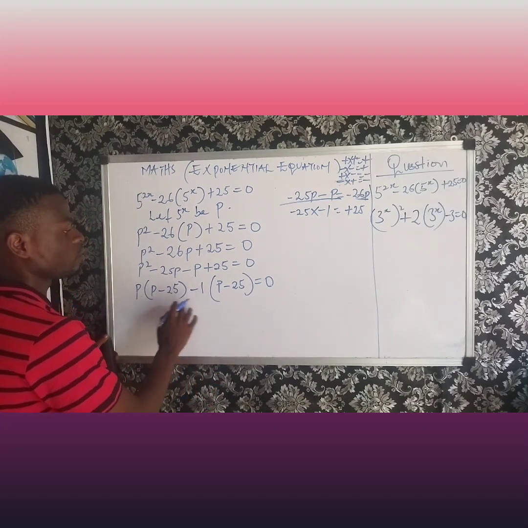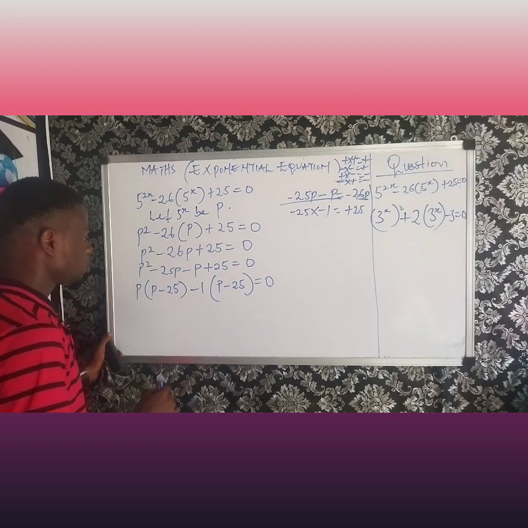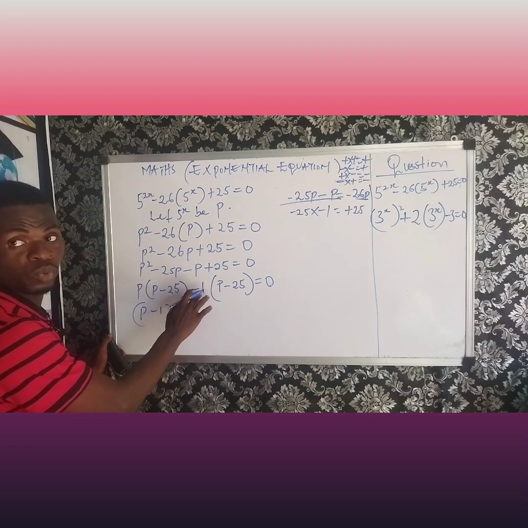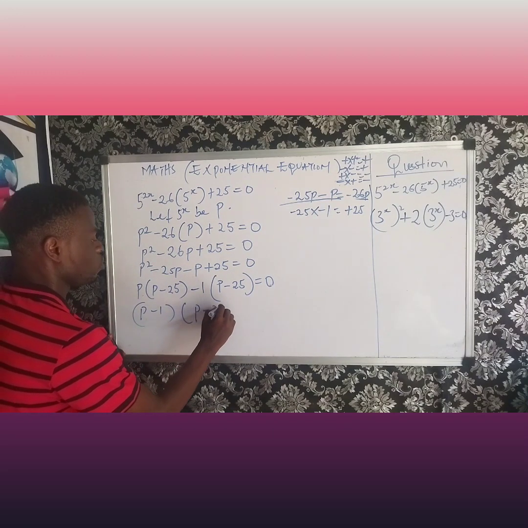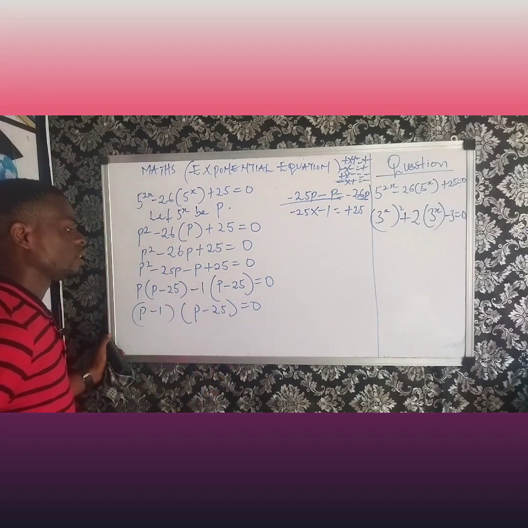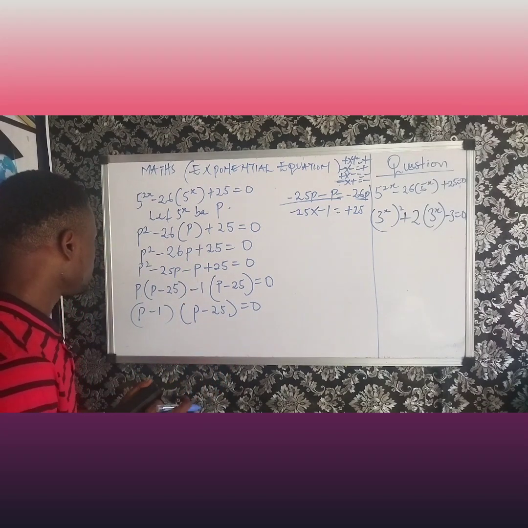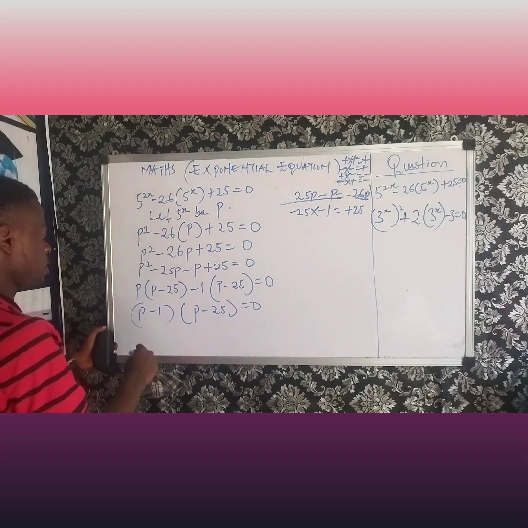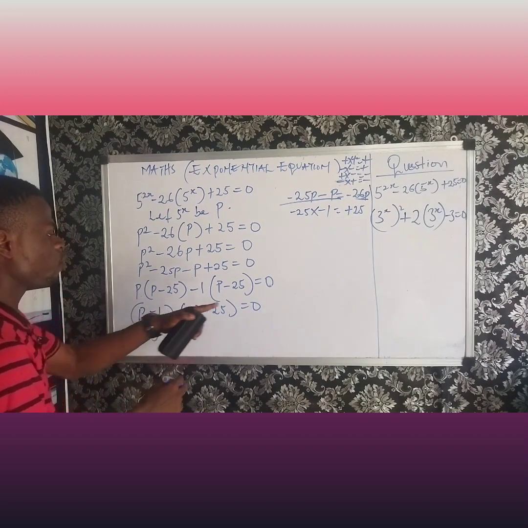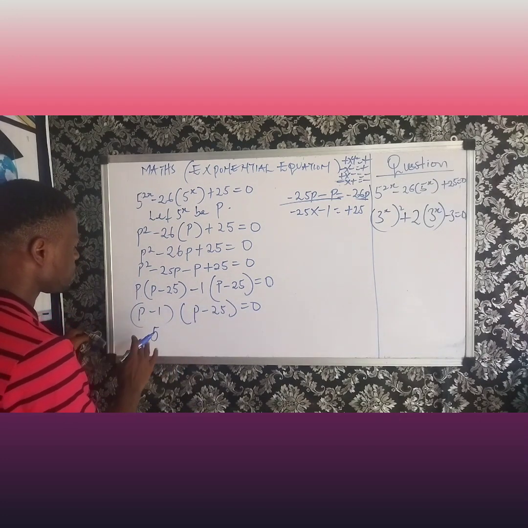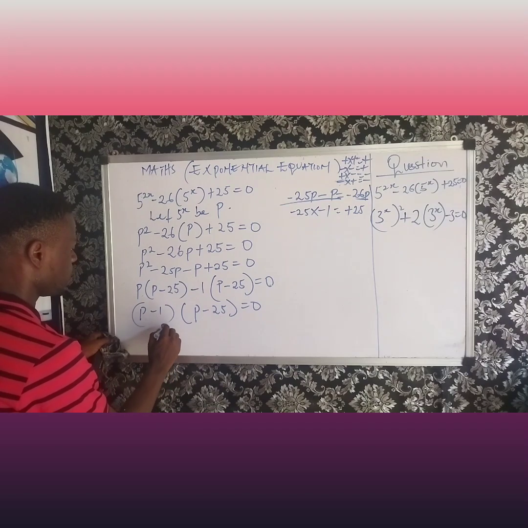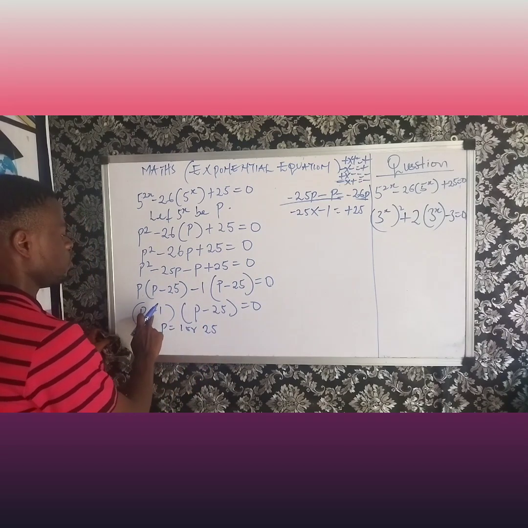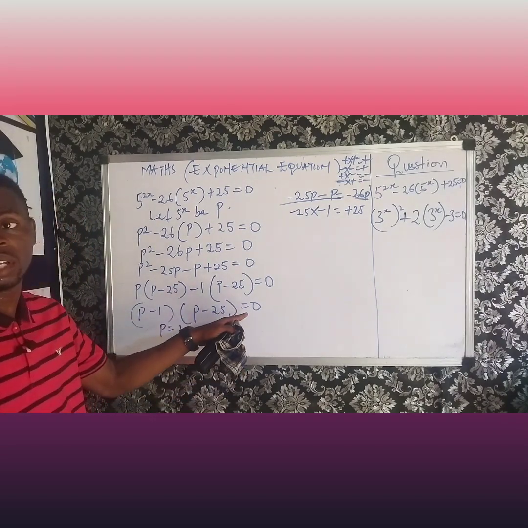So in this place now, we are going to write the inside and the outside bracket. So we have P minus 1, then bracket P minus 25 equal to 0. Now see, let's bring our 5x now. If we equate it, we see that this one will automatically be P equal to what? 1 or 25, because when we equate with this, it is 0.